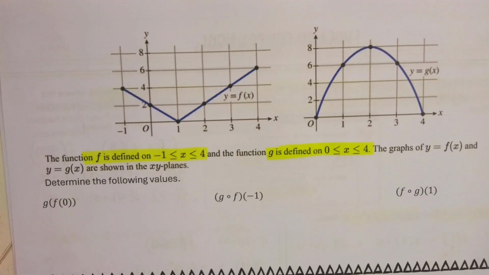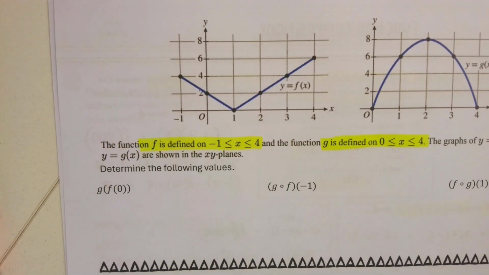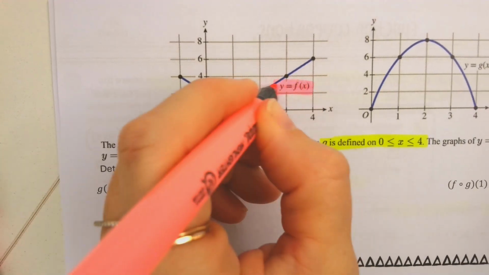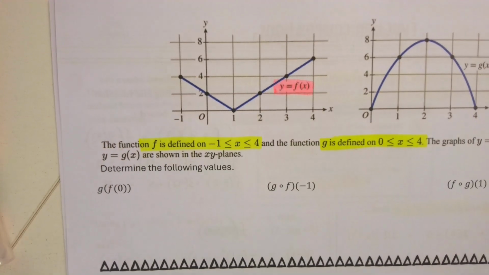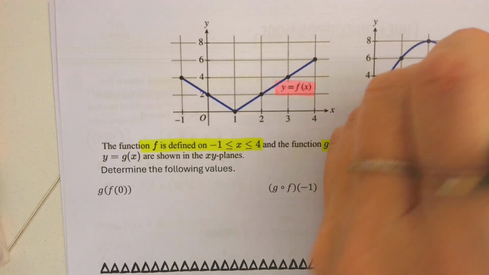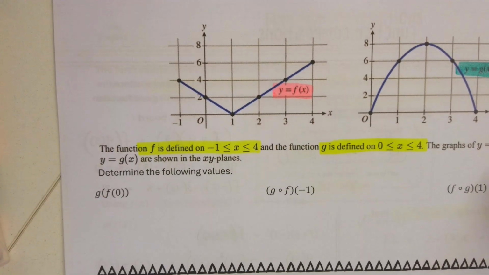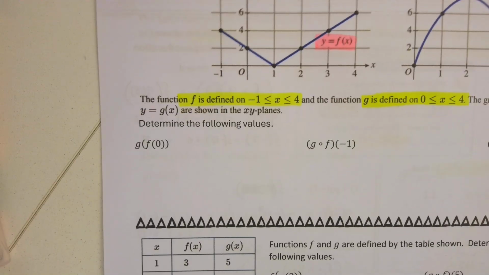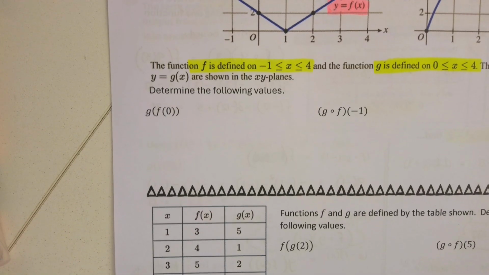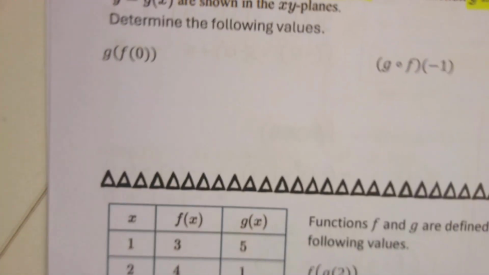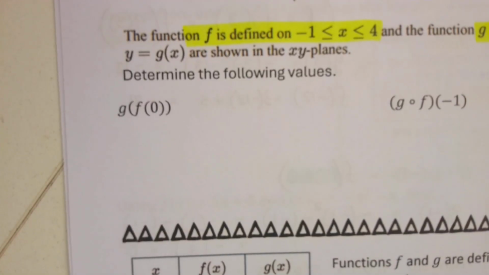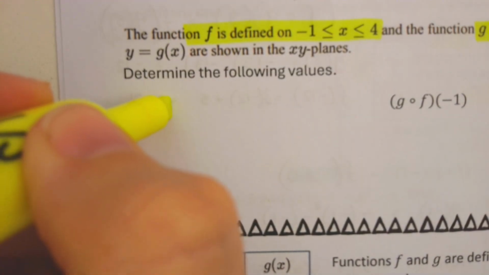There's no arrows. The graphs of y equals f of x and y equals g of x are shown in the xy planes. Can you see which one is f and which one is g? Okay, just in case we can highlight, this one is F, this one is G. Okay, I'm going to do the first one with you, just in case you don't remember how this works with a graph. So it says G of F of 0. So we're going to start by doing the inside part first, F of 0.